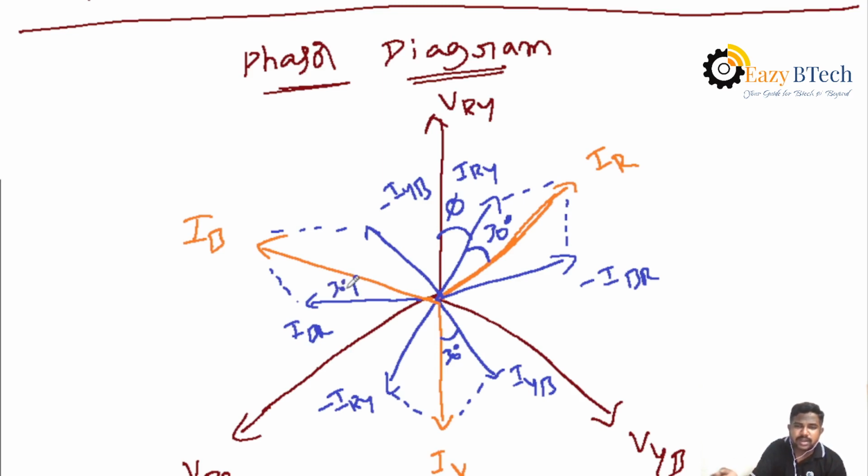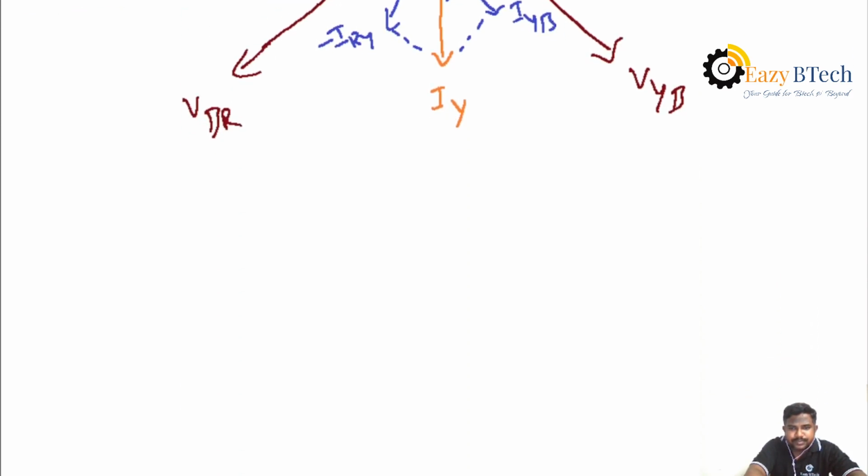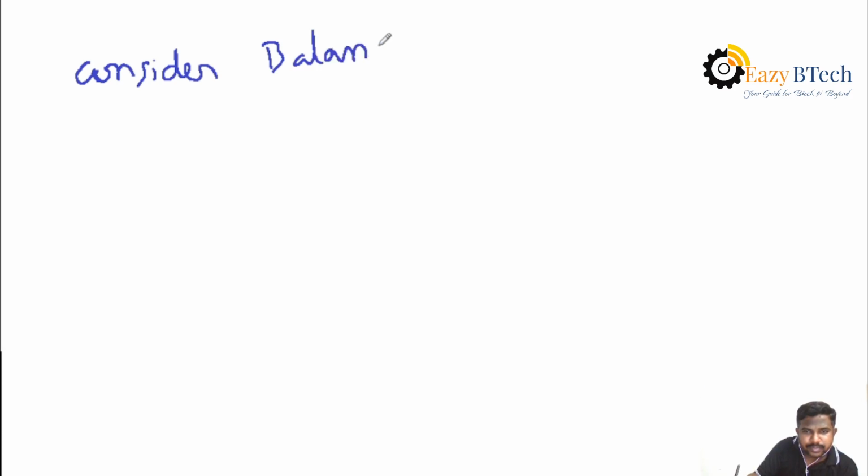So between the voltage and current, the phase angle is phi. Then like that, we can draw the phasor diagram in case of star as well as in case of delta also. Then in case of problems, suppose we consider a balanced system, that is, a balanced network you have considered.